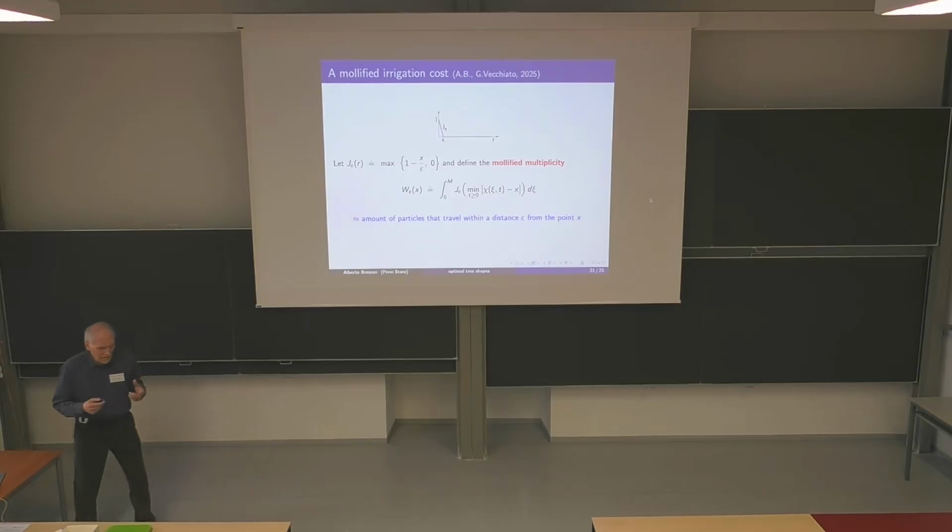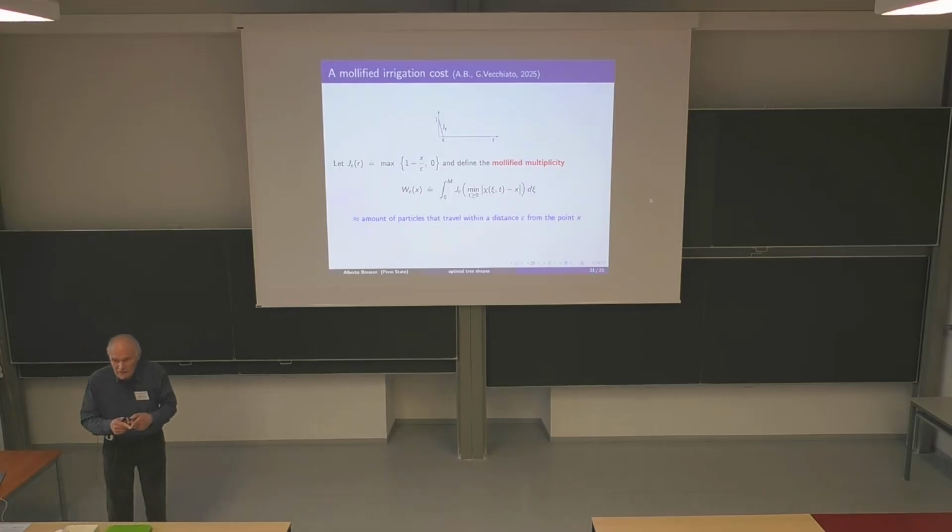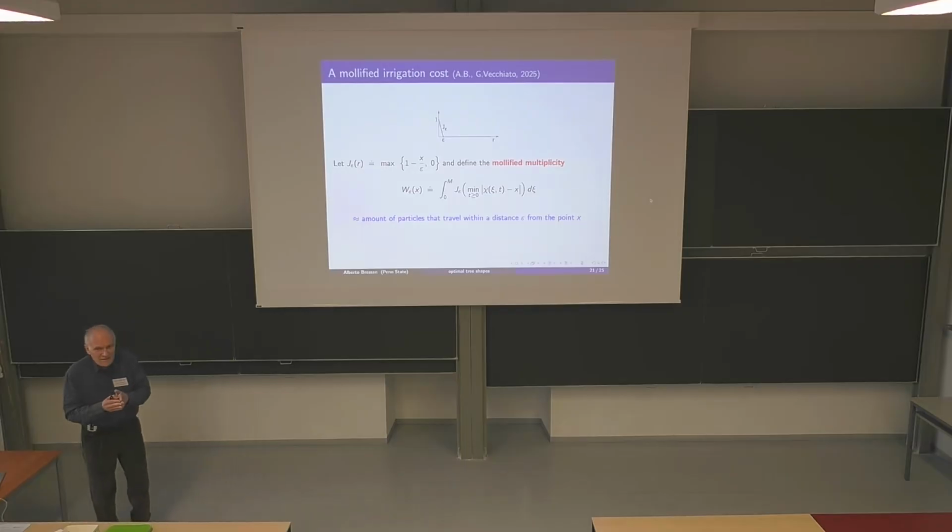Well, it means the modified multiplicity at the point x is not just the amount of particles that go through the point x, but within a neighborhood of radius epsilon from the point x. Okay? So even if they are not exactly at the same point, we give them a discount anyway. That's the idea, right?